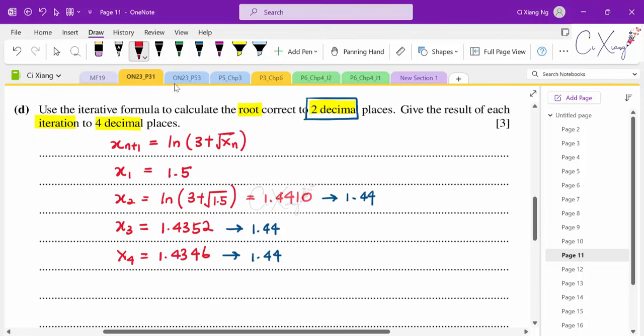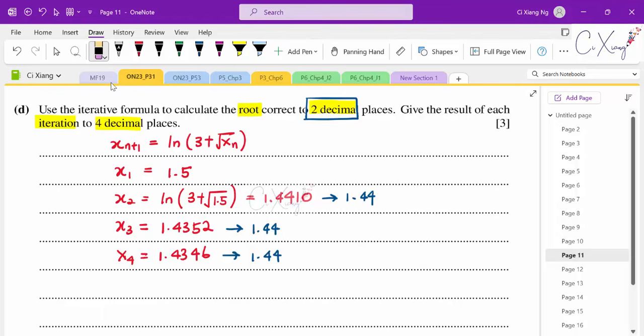Usually if repeated twice, then you can stop already. But for me, usually I want to be safe. I will actually try one more extra iteration. So I got 3 repeated values for 2 decimal places, which is 1.44. Then I will just write out the root equals to 1 point... Oh, sorry. There's a mistake, right? Okay, so I think I cannot conclude it yet. Sorry. The value here is 1.44.